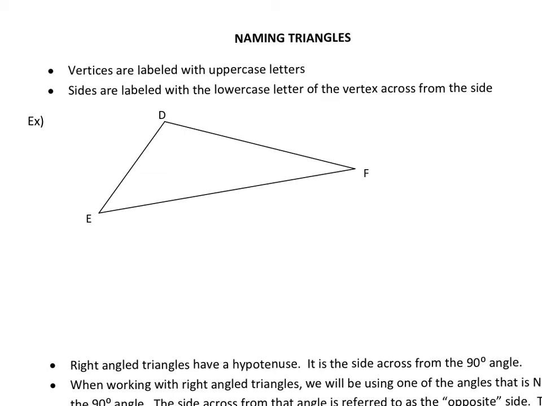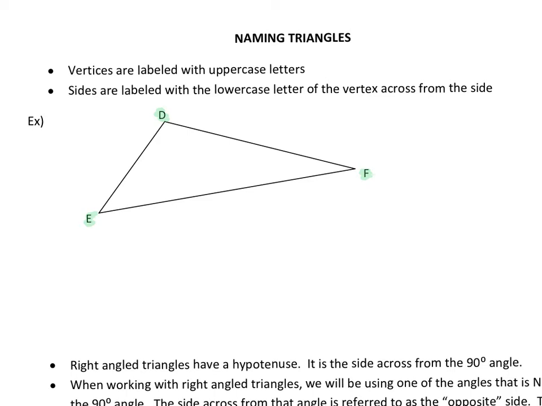We're starting our note today by reviewing some things that we talked about before the break on naming triangles. First of all, we talked about the fact that vertices are labeled with uppercase letters or capital letters. So you'll notice in my example here that I have my vertices, the corners of the triangles, labeled with capital D, capital E, and capital F. The sides are labeled with the lowercase letter of the vertex or the corner across from that side.